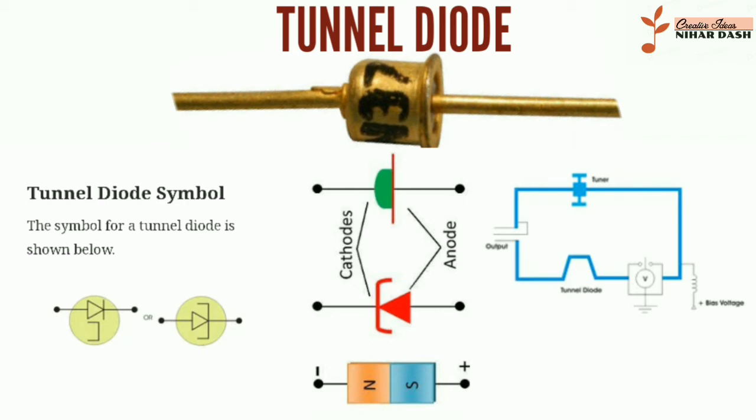The doping is very high, so at absolute zero temperature, the Fermi level lies within the bands of the semiconductors. Characteristics of tunnel diode: when reverse bias is applied, the Fermi level of the P side becomes higher than the Fermi level of the N side. Hence, tunneling of electrons from the valence band of the P side to the conduction band of the N side takes place. With an increase in the reverse bias, the tunnel current also increases.